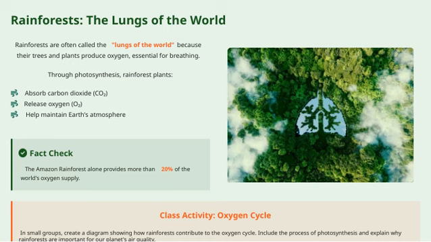Now, for our class activity, I want you to work in small groups. Your task is to create a diagram that shows how rainforests contribute to the oxygen cycle. Be sure to include the process of photosynthesis and explain why rainforests are so important for keeping our air clean and healthy. This will help us understand just how interconnected and essential these ecosystems are for our survival.